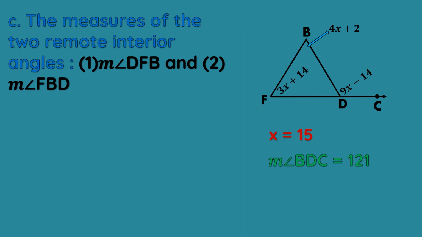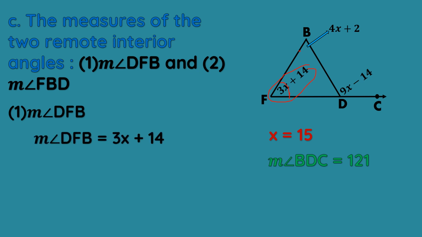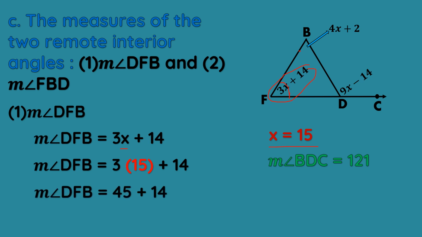The third one is to solve for the measures of the two remote interior angles. The first remote interior angle that we need to solve is angle DFB, this angle. So we have the measure of angle DFB is equal to 3x plus 14. Substituting once again the value of x to the variable x in the equation, we have 3 times 15 plus 14. 3 times 15 is 45 plus 14 is 59. So the measure of one of the remote interior angles, which is the measure of angle DFB, is 59.